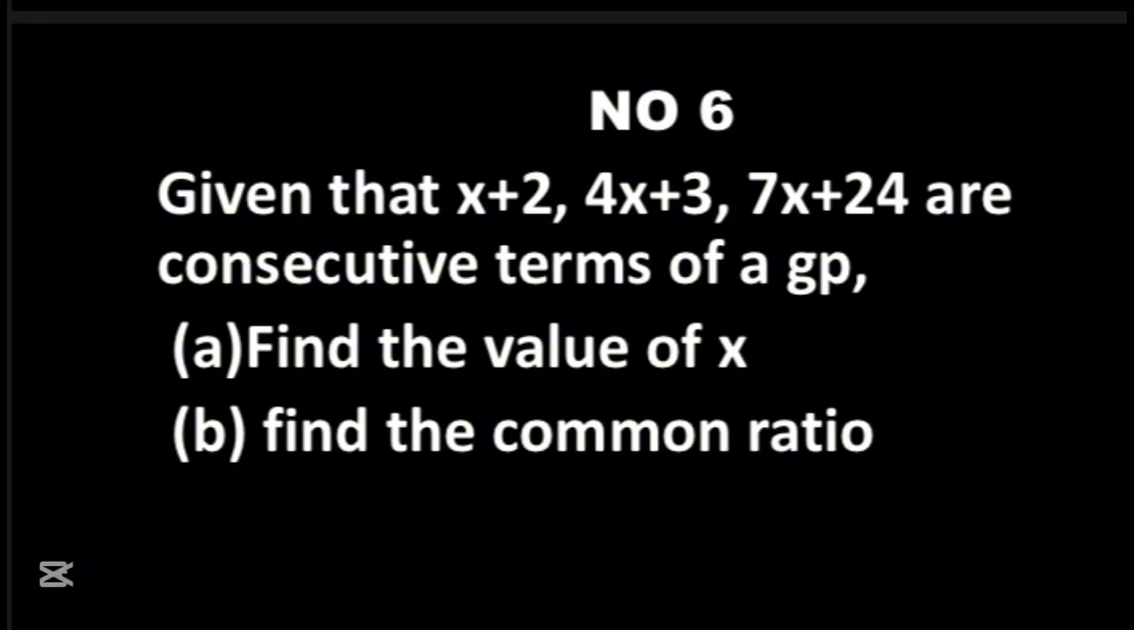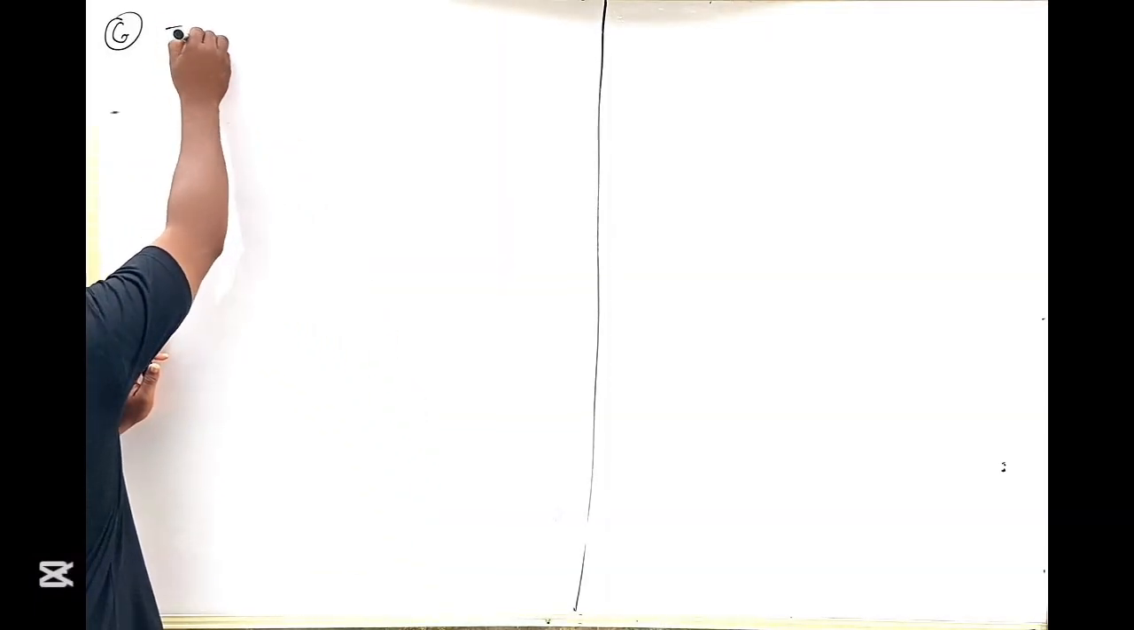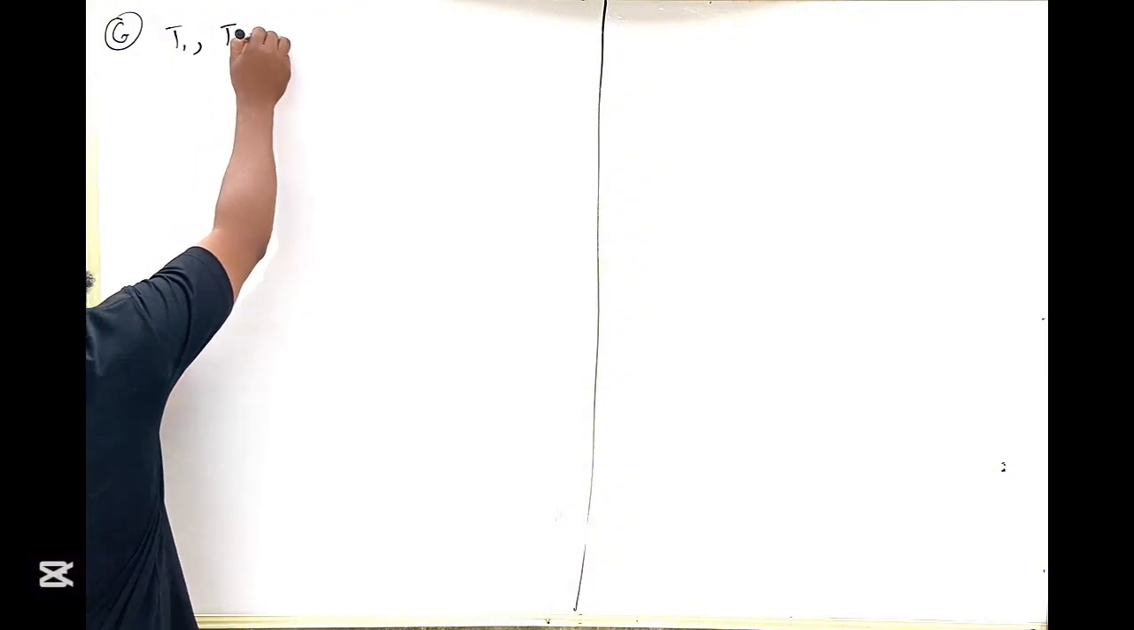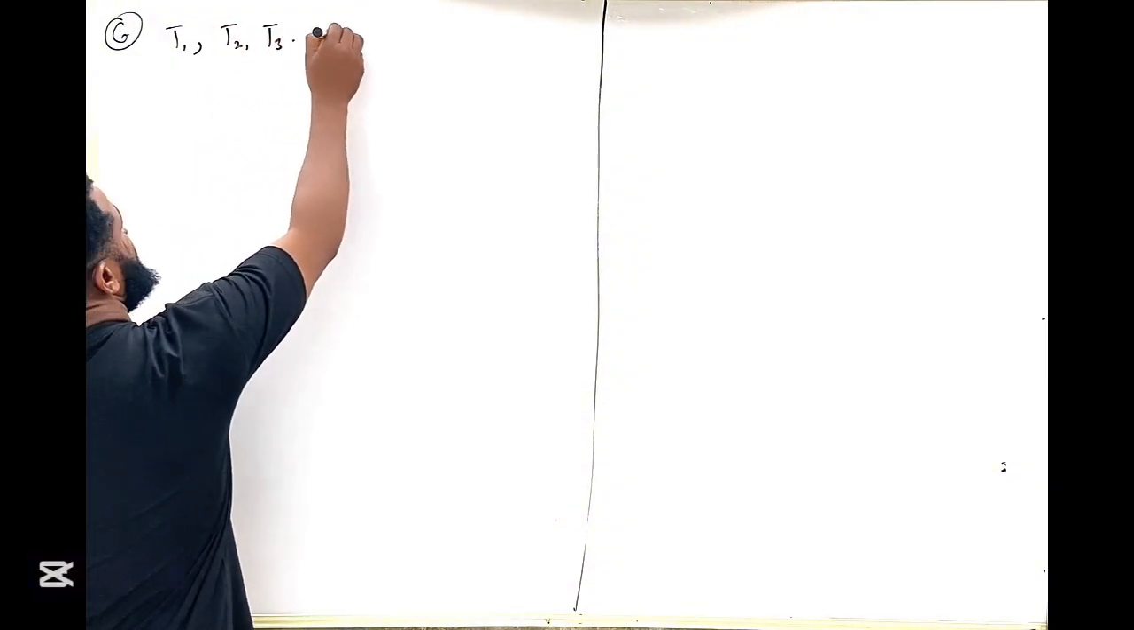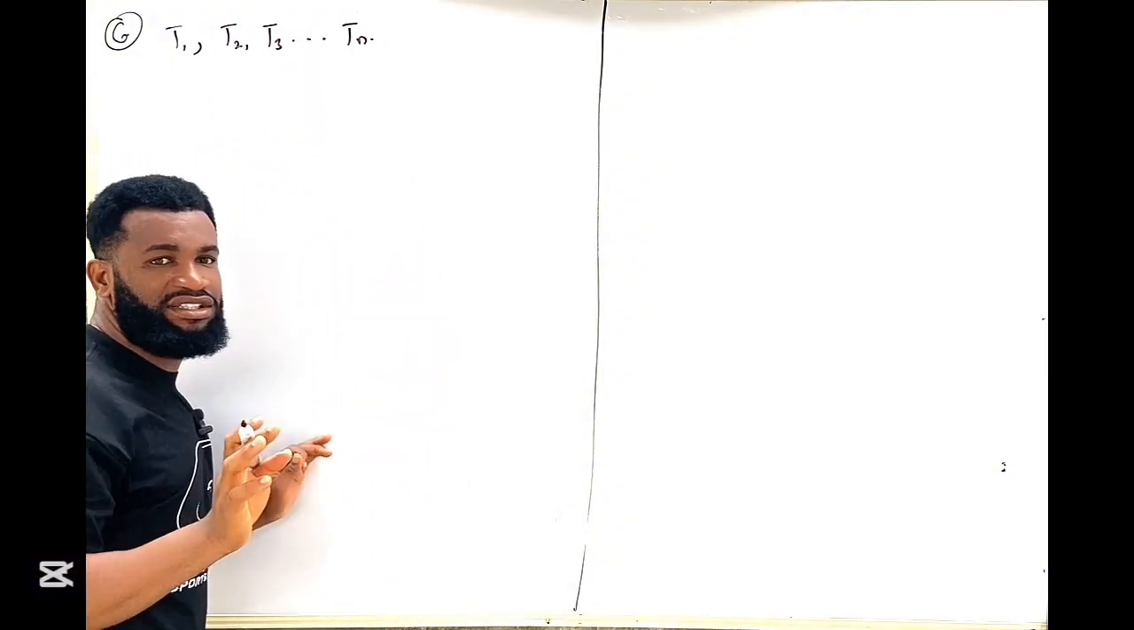Number 6 said, given that x plus 2, 4x plus 3 and 7x plus 24 are consecutive terms of a GP, find the value of x. All right. So if you look at the question, we have the first term. If you have a GP, GP is like first term, second term, and third term, and so on to nth term. That is the term.